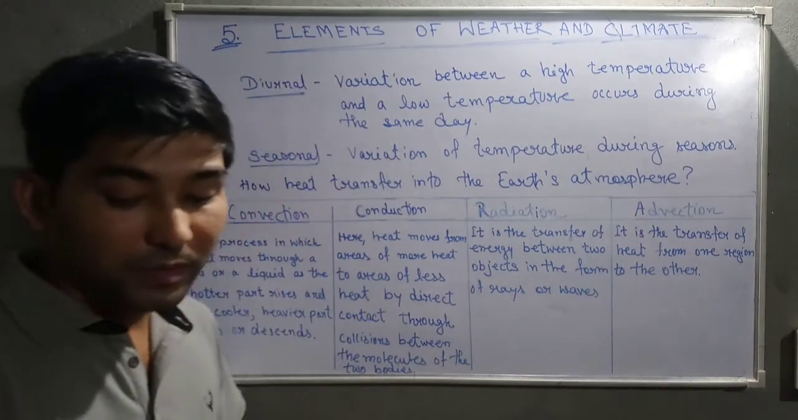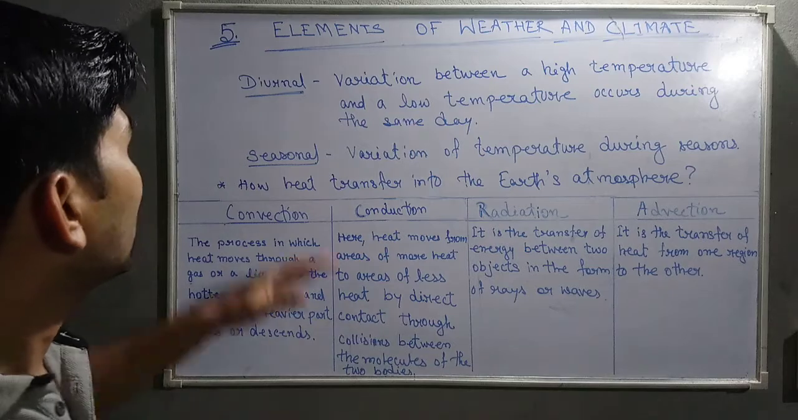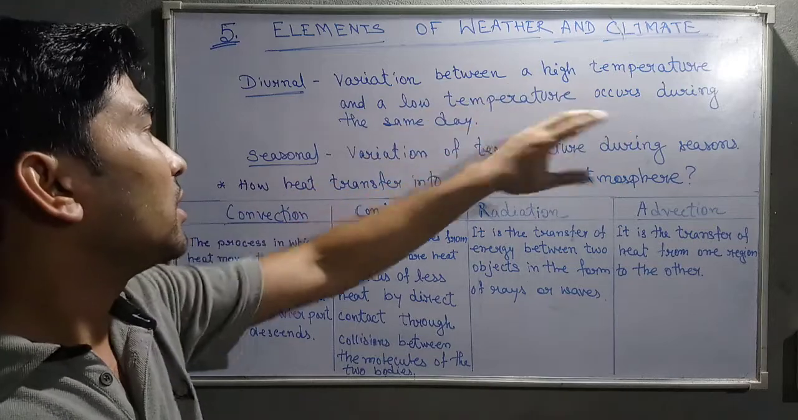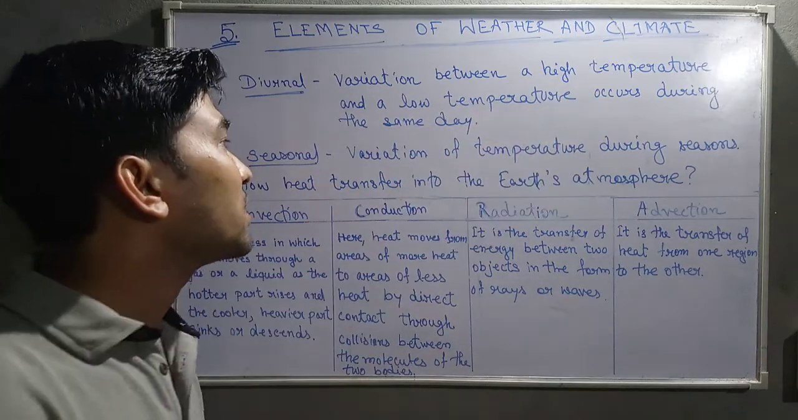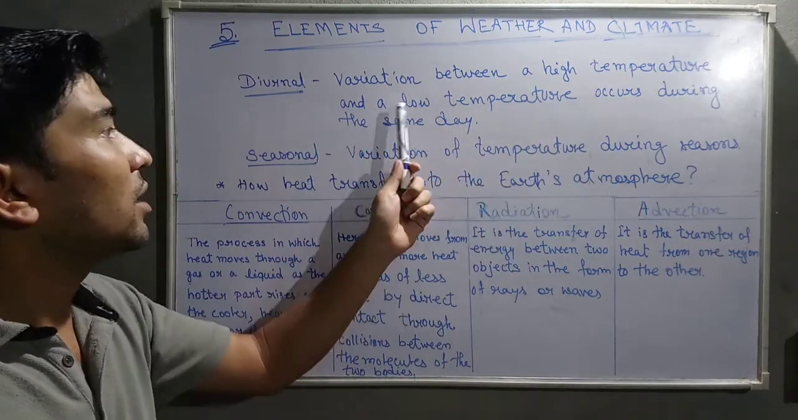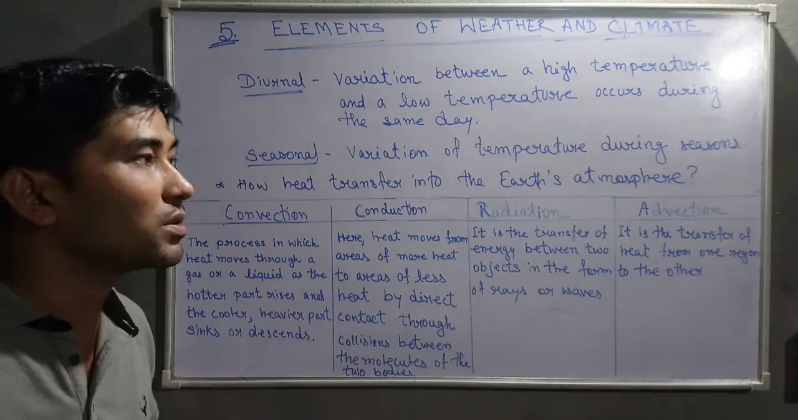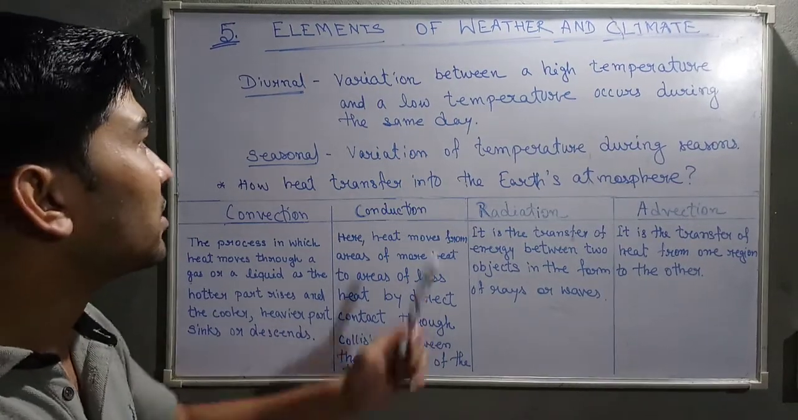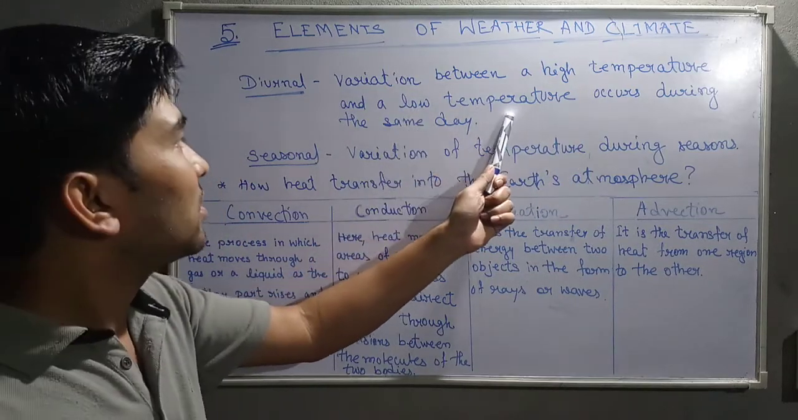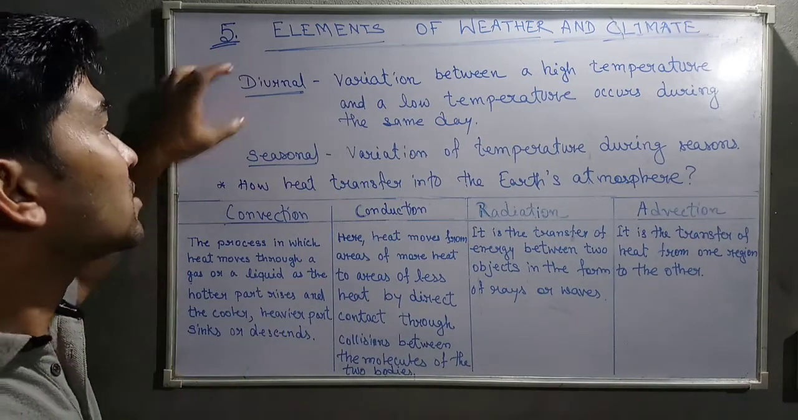Now let's talk about diurnal and seasonal. What is diurnal and what is seasonal? Diurnal means the variation between a high temperature and a low temperature that occurs during the same day, whereas seasonal means the variation of temperature during a season. Diurnal means daily, within a day.